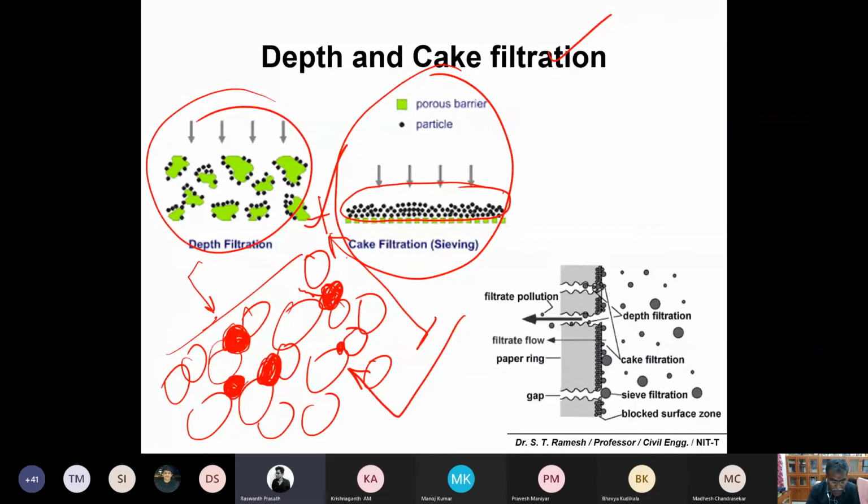Okay, depth filtration is its entire depth of operation, and cake filtration is only at the top. I'm repeating this many times. Depth filtration requires backwashing, and in cake filtration, backwashing will not work. What do you do? You have to remove or scrape this top material, which already has a lot of solids, and refill with new material. So backwashing is not necessary in the case of a slow sand filter. Backwashing is necessary in the case of depth filters, and an example of a depth filter is the rapid sand filter. Is it okay?